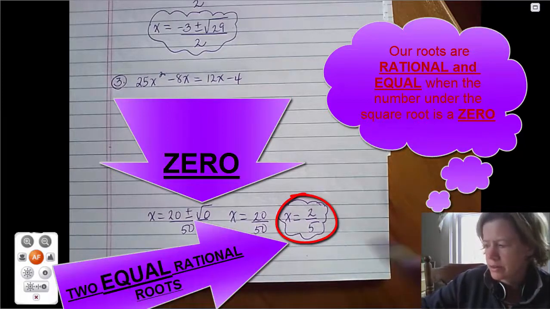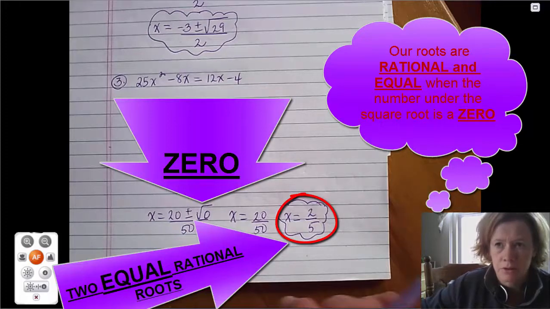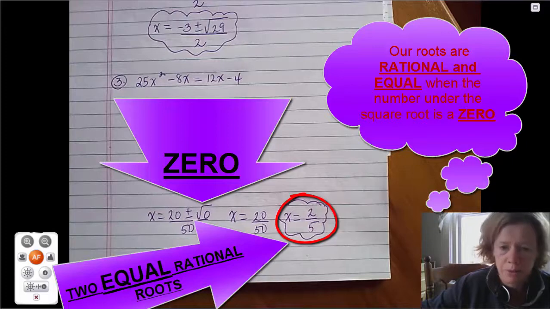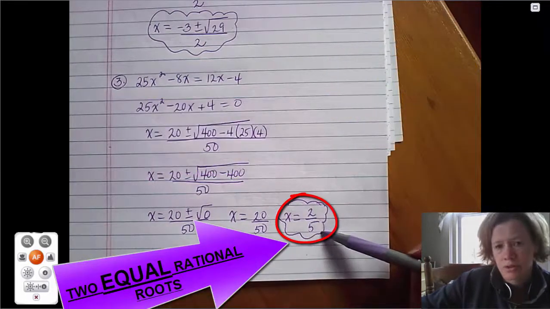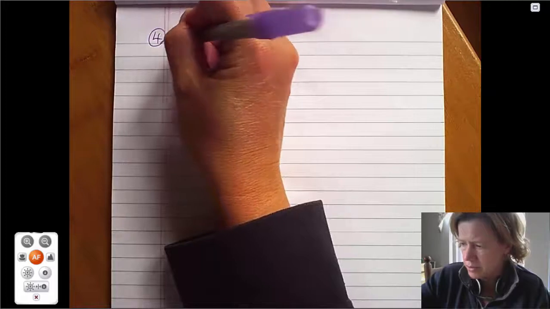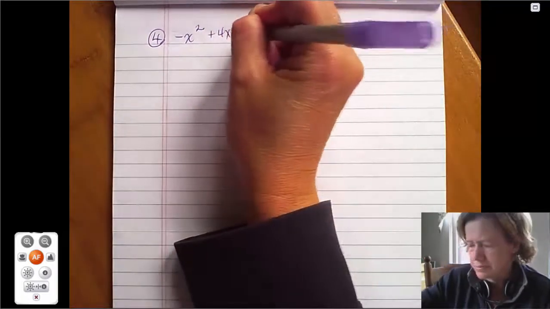Had you factored this, your factors would have been the same, and so you would have gotten 2 factors that were identical. You would have solved it twice and gotten the same root both times. So just because it appears that there's only one root, there's actually 2 equal roots. Okay, one more example. For our final example today, we'll solve negative x squared plus 4x equals 13.